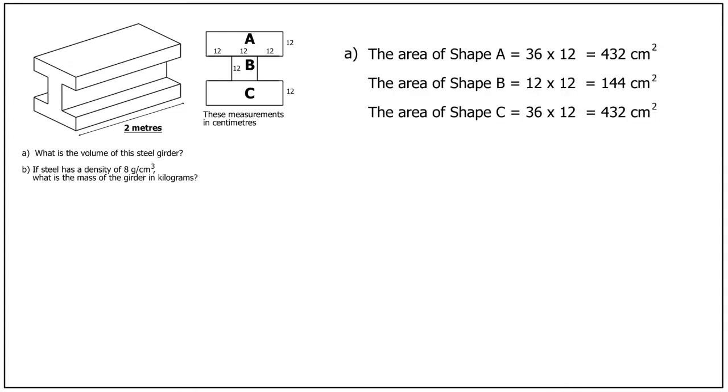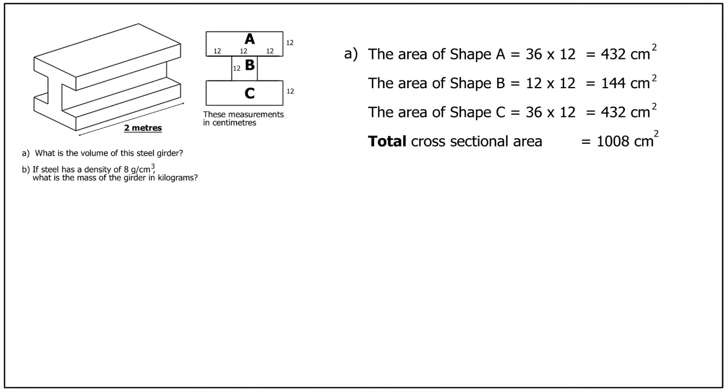The area of shape A is 36 times 12, which is 432 square centimetres. The area of shape B is 12 times 12, which is 144 square centimetres. And the area of shape C is the same as that of shape A, so that's 36 times 12, which is 432 square centimetres as well. And notice, by the way, how I'm writing in the units as I go. The total cross-sectional area is therefore 432 plus 144 plus 432, which is 1008 square centimetres.